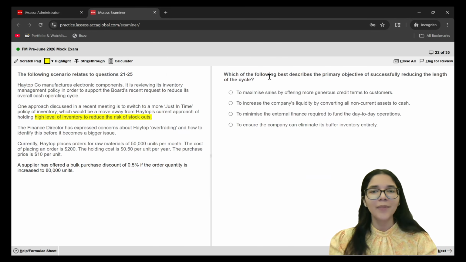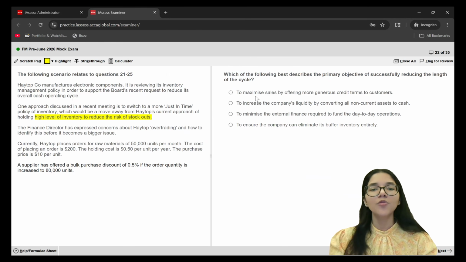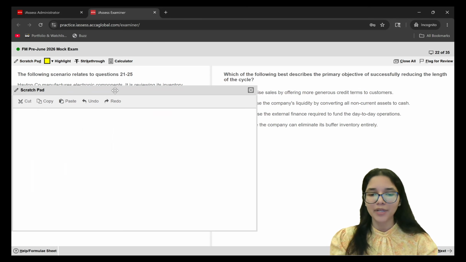Which of the following best describes the primary objective of successfully reducing the length of the cycle? So why do I want to reduce my cash operating cycle? First of all, to maximize my credit sales by offering generous credit terms to customers? No, guys. Remember the formula that we have learned for the cash operating cycle.